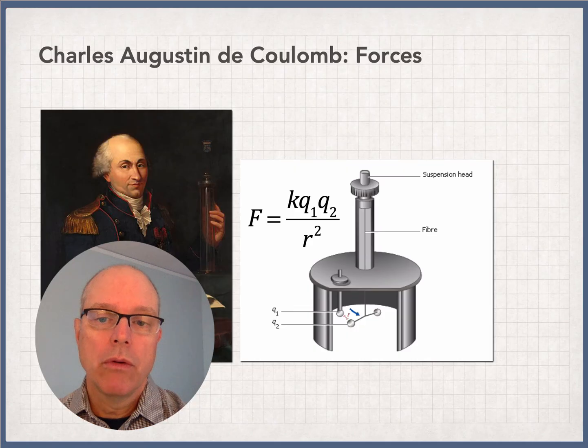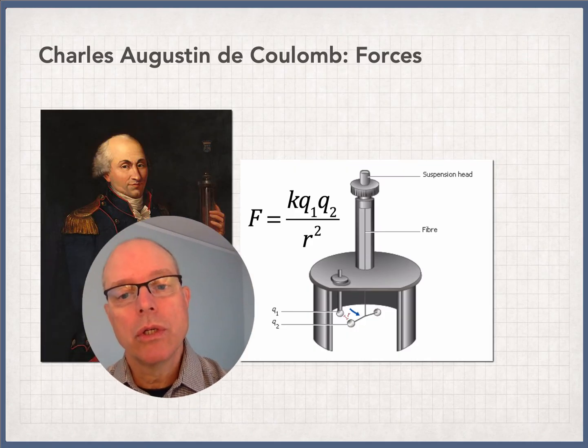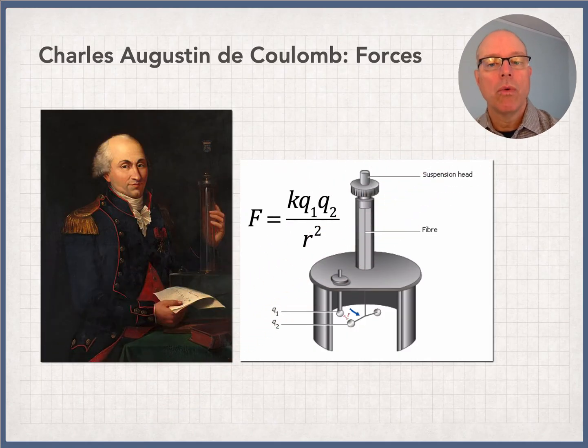So to begin with, a little reminder: in 1785, Charles Coulomb comes up with this formula, k Q1 Q2 over r squared, to explain how the force on charges behaves depending on how much charge they have on them, that's Q, and the distance between them, that's r.